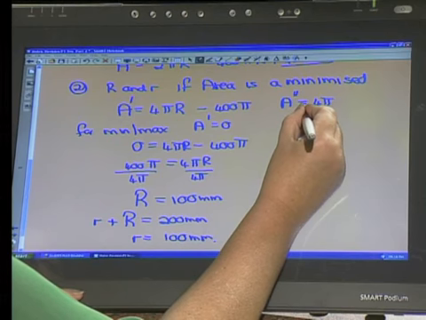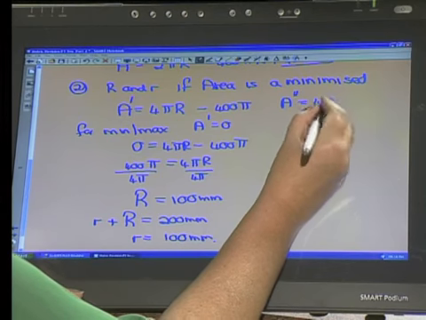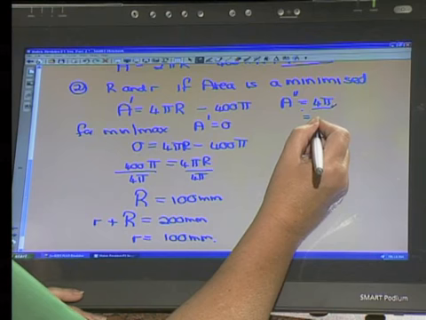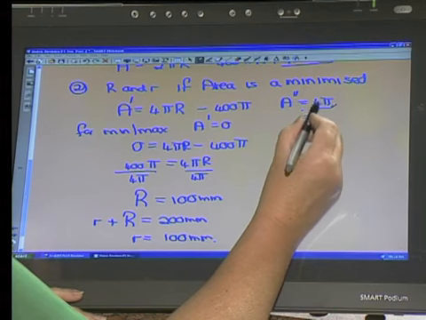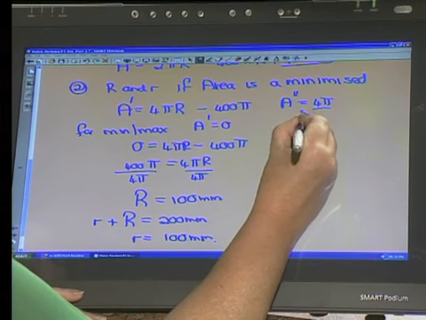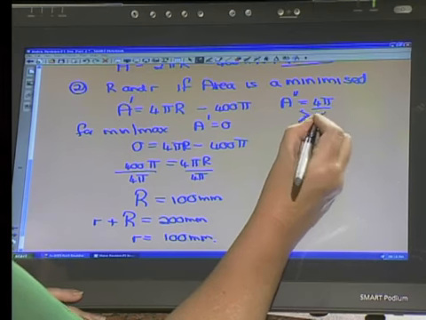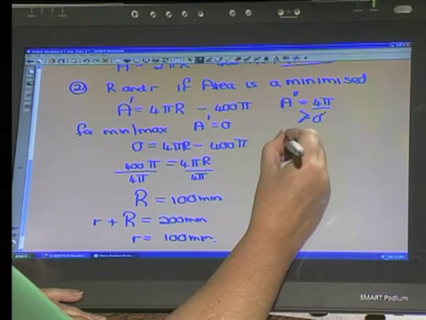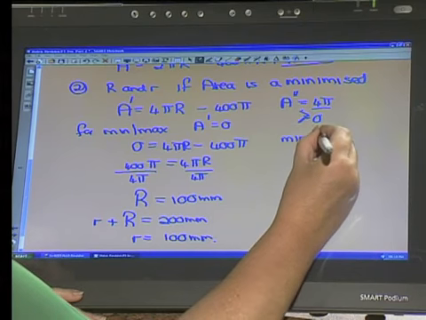Sandila, are you with me? So come again? Is that a positive, negative, or 0 number? 4 times pi would be a positive times a positive, so it must be greater than 0. Yes. And if the second derivative is greater than 0, we have a minimum value.